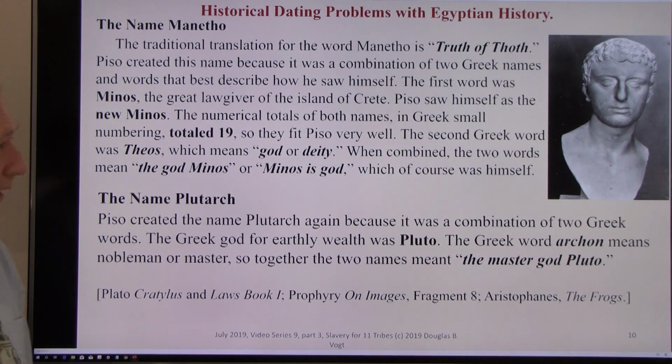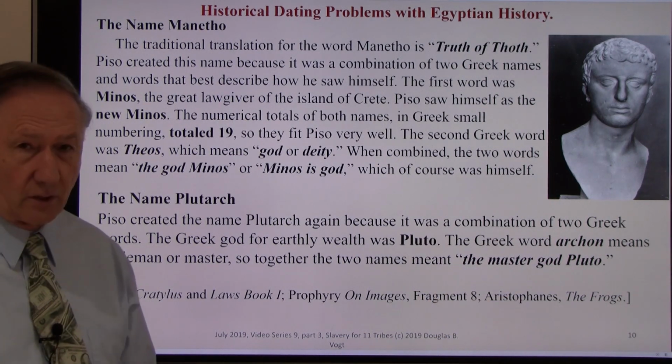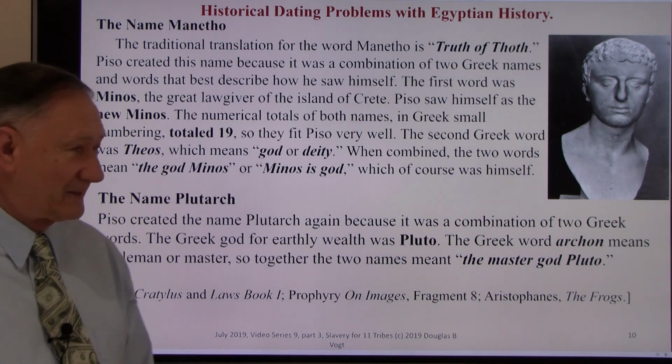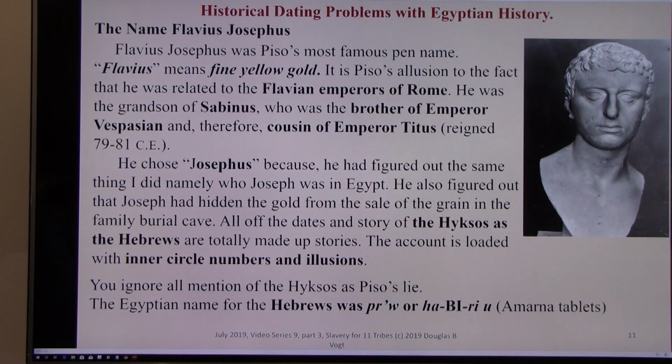The Greek word akron means nobleman or master. So together that means the master god Plato, which of course was himself. There's the references for these things, just to rub it in.